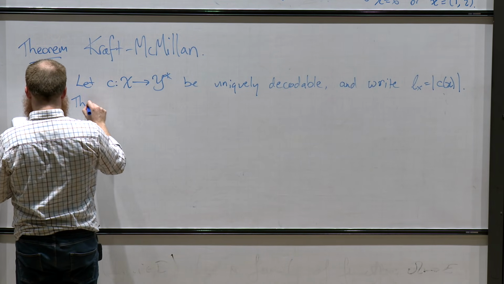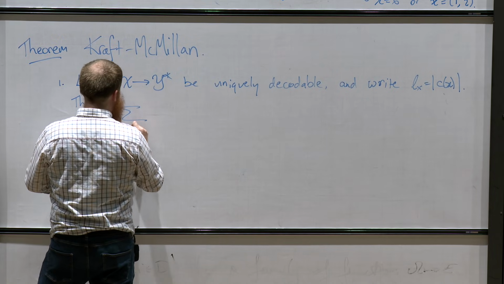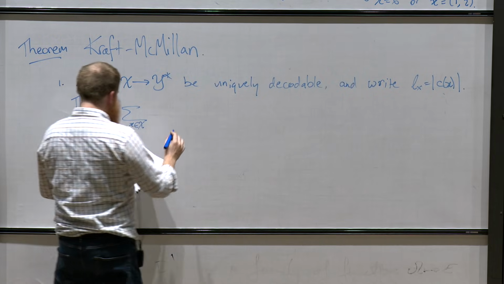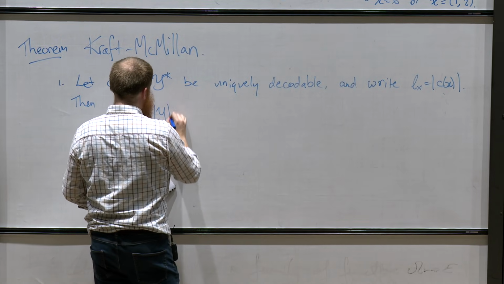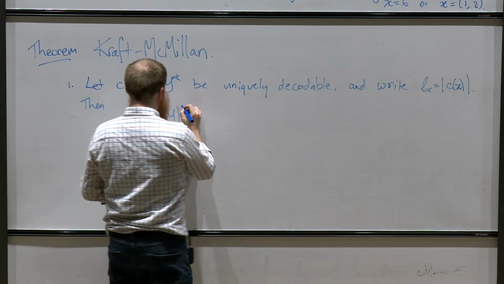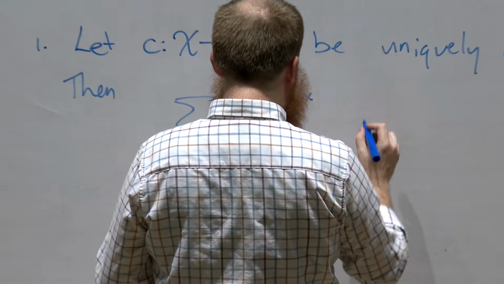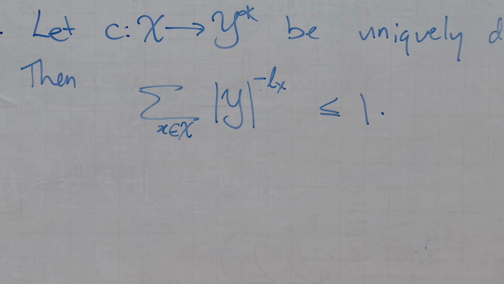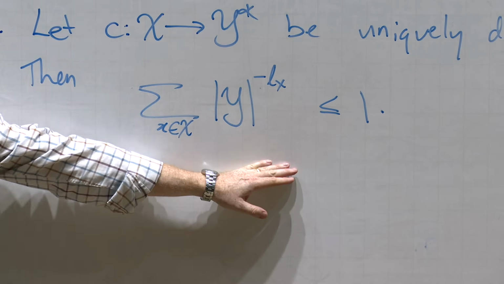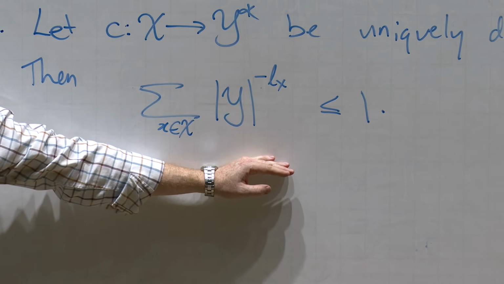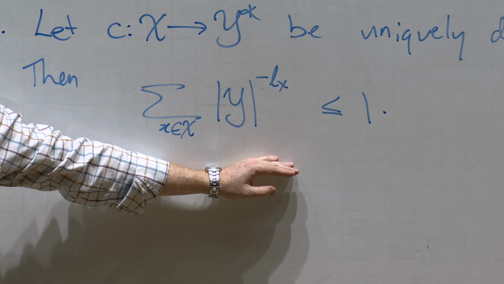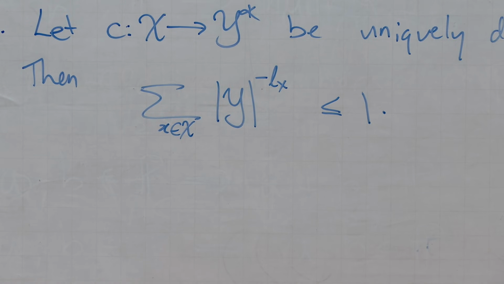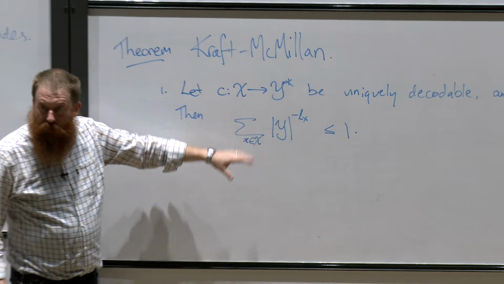Then the sum over the x's of size of Y to the power of minus Lx is less than or equal to 1. So there's a universal bound on any uniquely decodable code. Any uniquely decodable code must satisfy this inequality. In particular, all the prefix codes also satisfy this inequality.